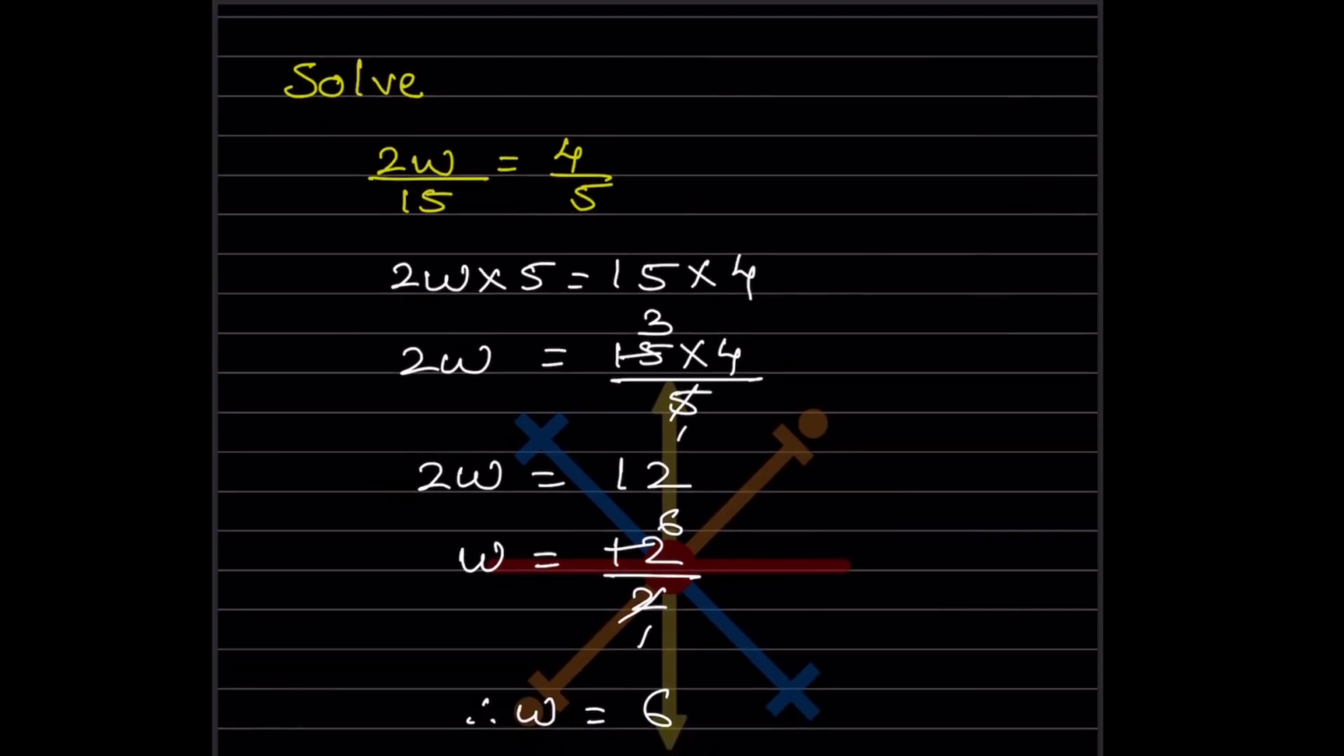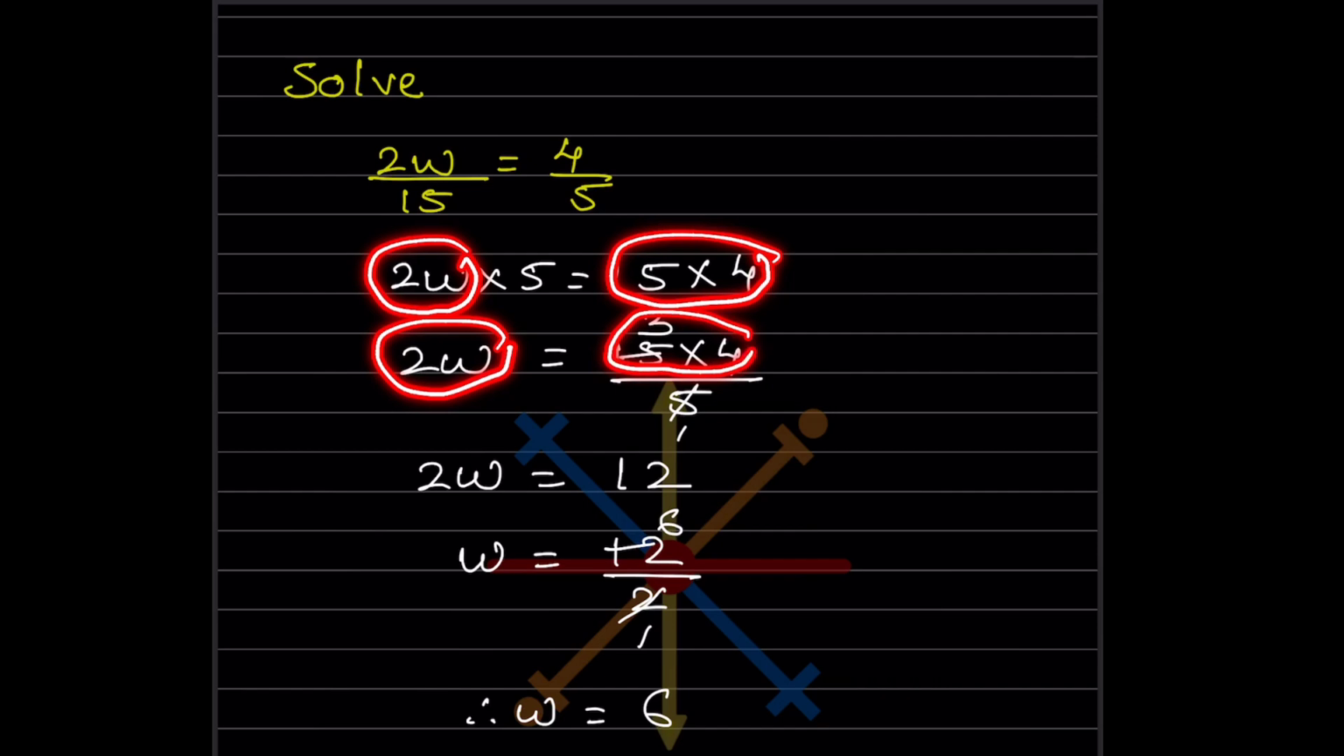Now here we have to solve 2w by 15 is equal to 4 by 5. So now we will do cross multiplication: this into this and this into this. So 2w into 5, twice w into 5, is equal to 15 into 4. Now this twice w we will take over here. 15 multiplied by 4 is on the right hand side, it will be as it is.